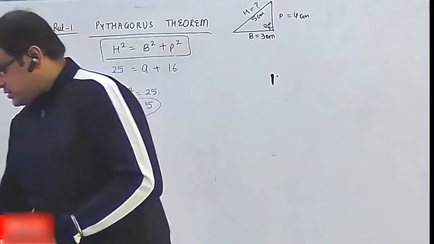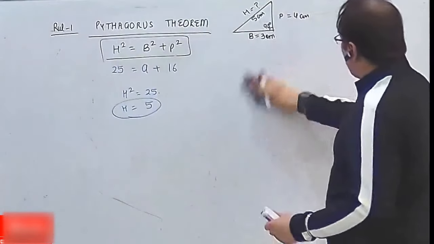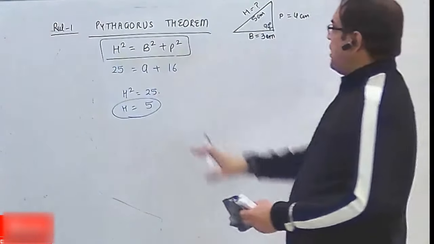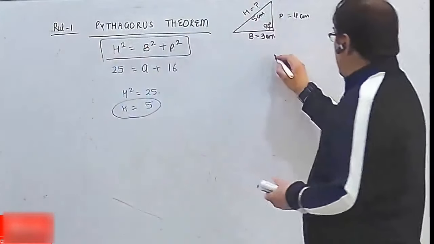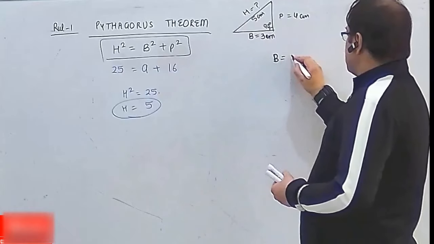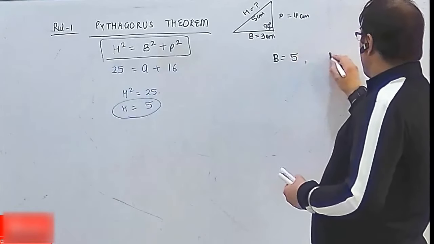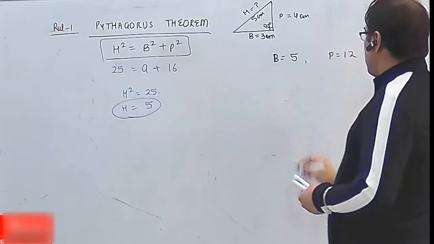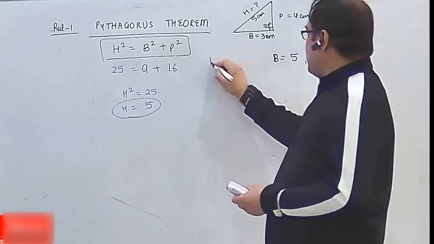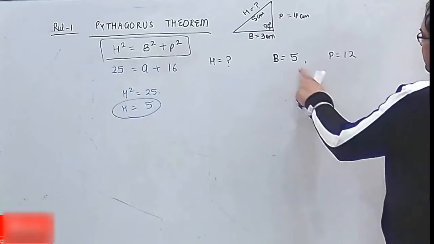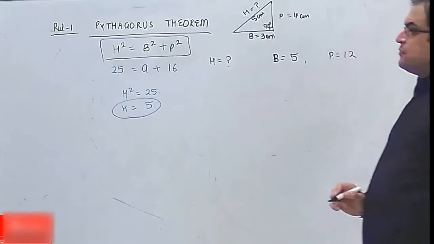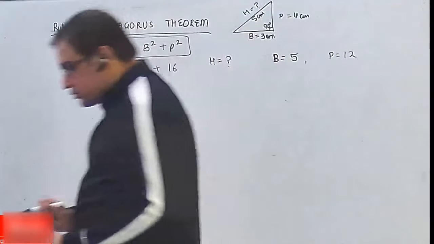Okay. So let's see how we can go further into the Pythagoras theorem. Let's see, if my base is 5 and perpendicular is 12, you need to calculate what will be the hypotenuse in this case. If the base is 5, perpendicular is 12, what is the value of hypotenuse?